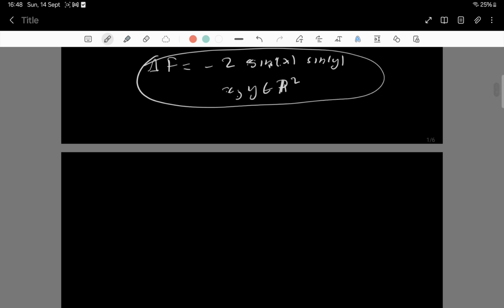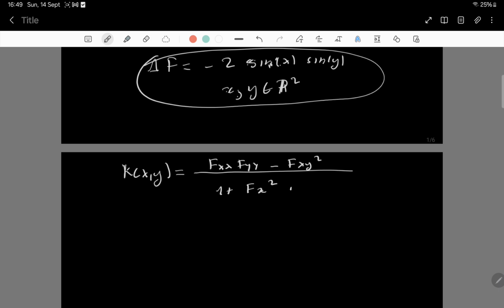Now I need to compute the Gaussian curvature, the Gaussian curvature K(x,y). What do I have in the numerator? I have the second derivative with respect to x, second derivative with respect to y, I take the product, minus the mixed derivative squared. And in the denominator I have 1 plus the first derivative with respect to x squared, plus the first derivative with respect to y squared. And the whole denominator is raised to the power of 2.